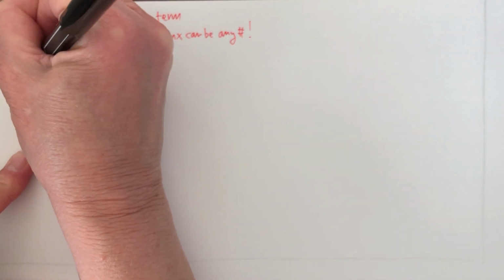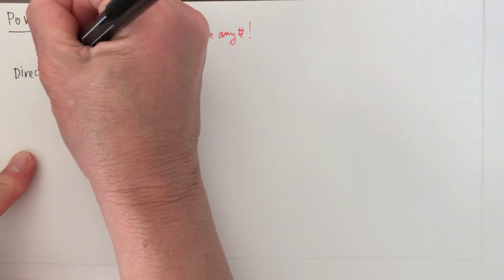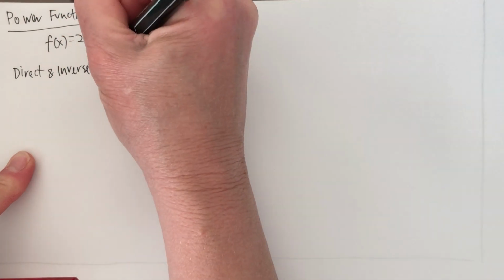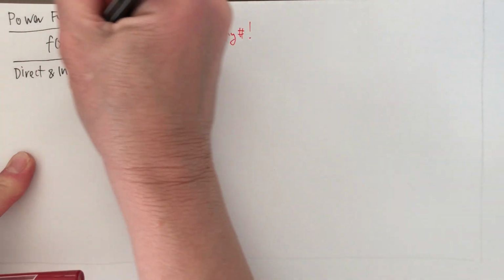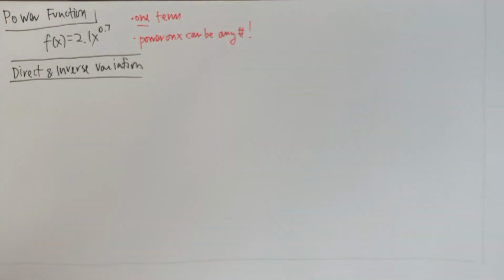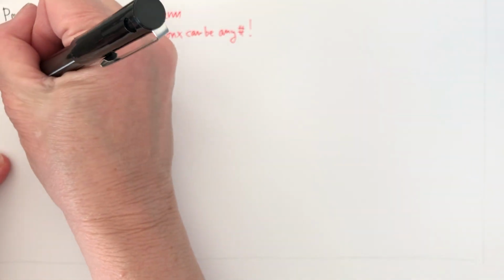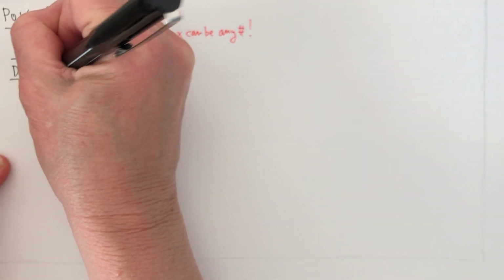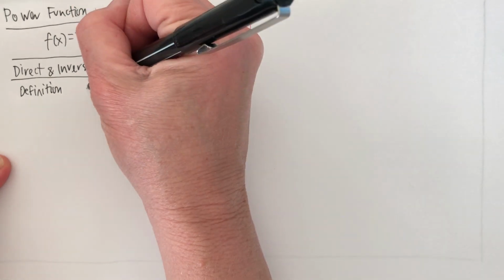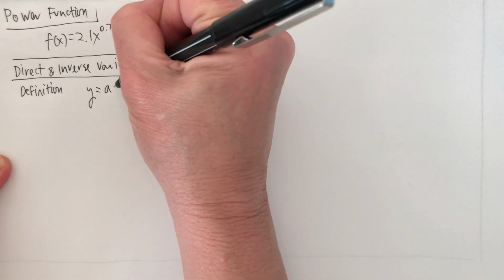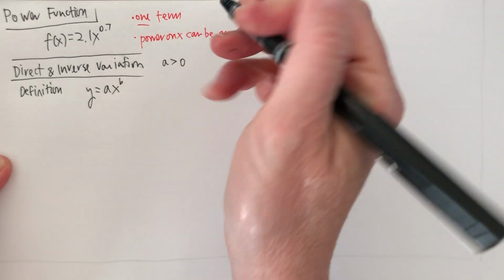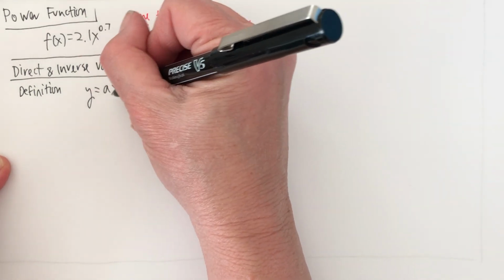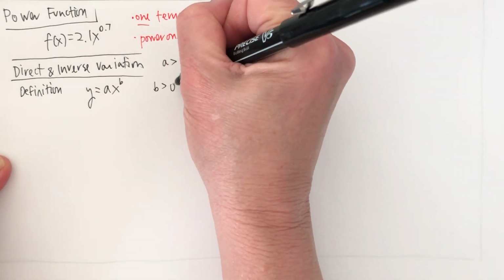And the really big deal right now with power functions is we're going to talk about variation, direct and inverse variation. I'm going to kind of describe the theory of it, and then we'll look at a bunch of examples. So by definition, if you see something like this, y equals ax to the b. Oh, by the way, anytime I talk about a here, it's going to be positive. And in this case, we're going to say b is positive also.